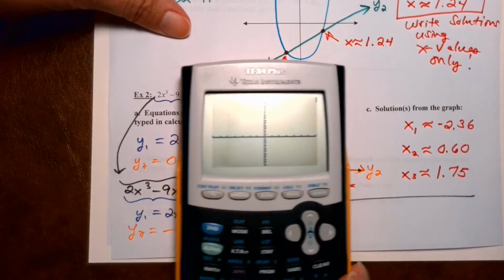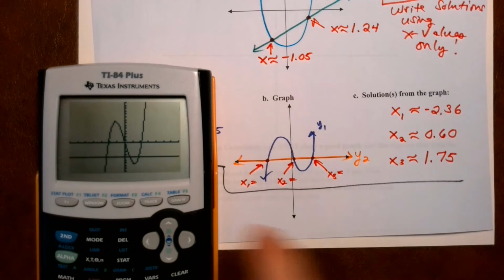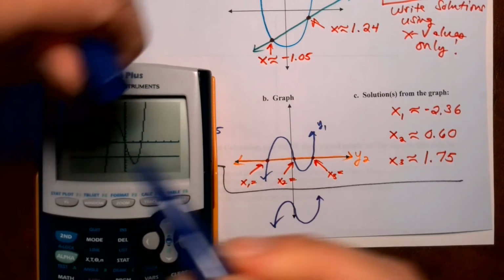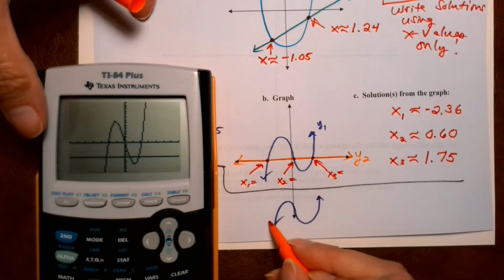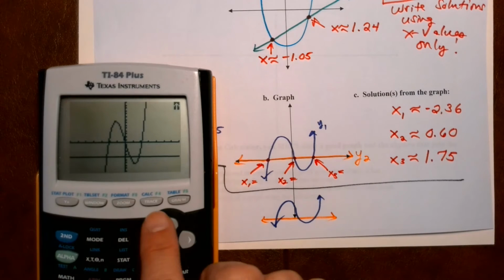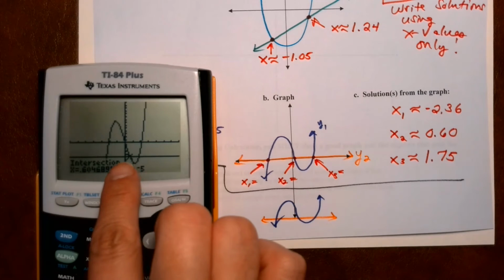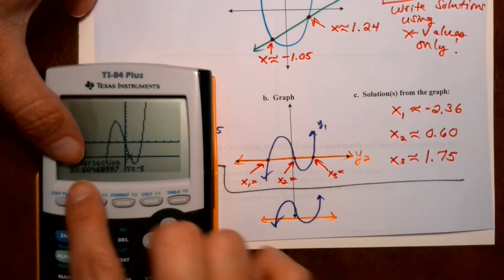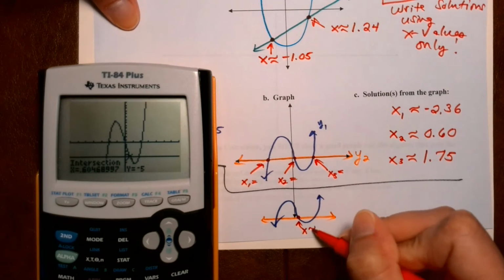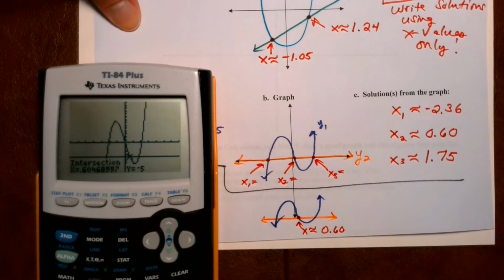Now when I go to the graph, things are going to look a little different. There's the cubic, but he's down a little farther. And then there's y2. So we still have a cubic, but this time y2 is down a little bit more. So what does that change for us? If I do second calculate an intersection, 1, 2, 3, they're telling me that that second answer is 0.60.